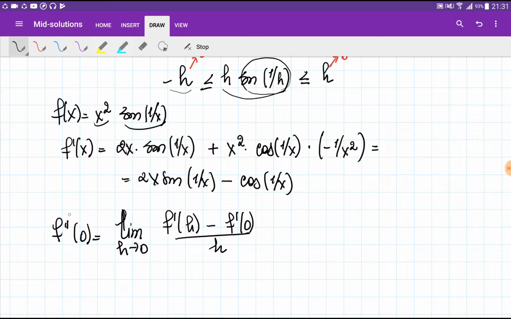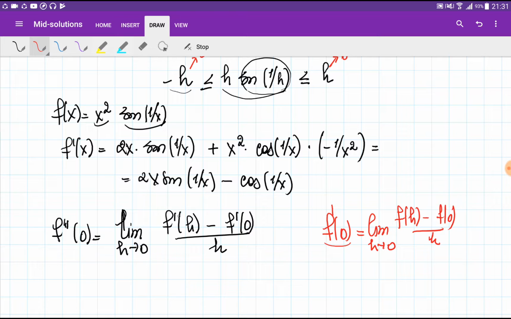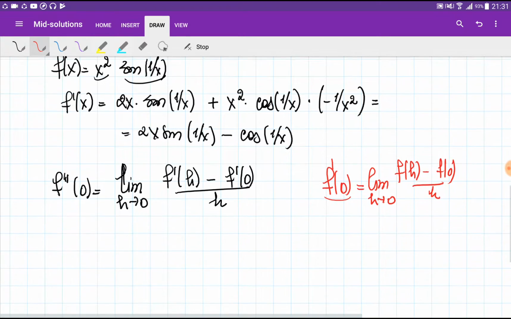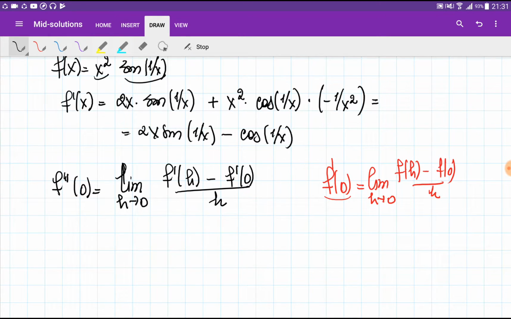So here nothing is different, right? Previously we had f prime of 0 equal to the limit as h goes to 0 of f of h minus f of 0, divided by h. And analogously, if I would like to find the second derivative at the point 0, I need to take the difference of the first derivatives, right? I know what the first derivative is when x is not equal to 0. F prime of h is equal to this one.